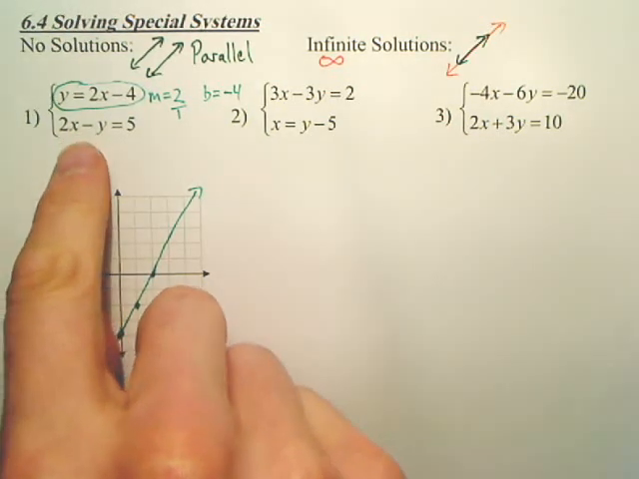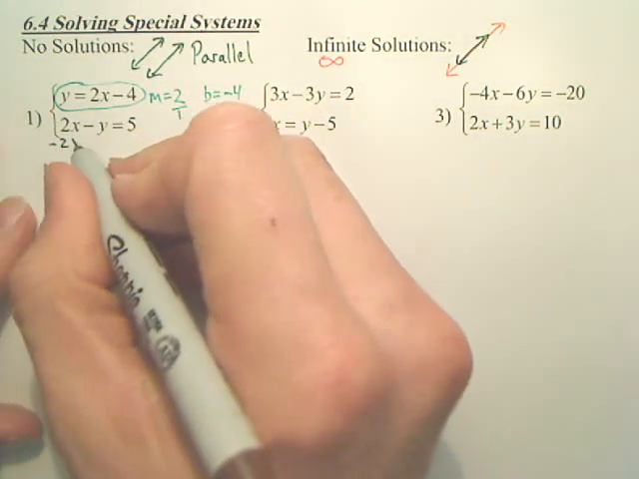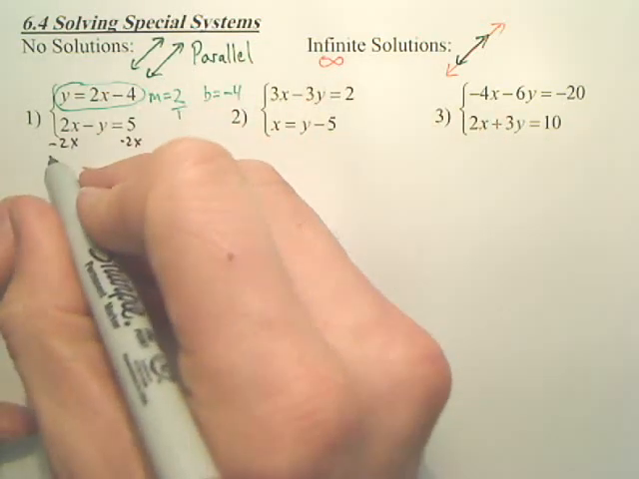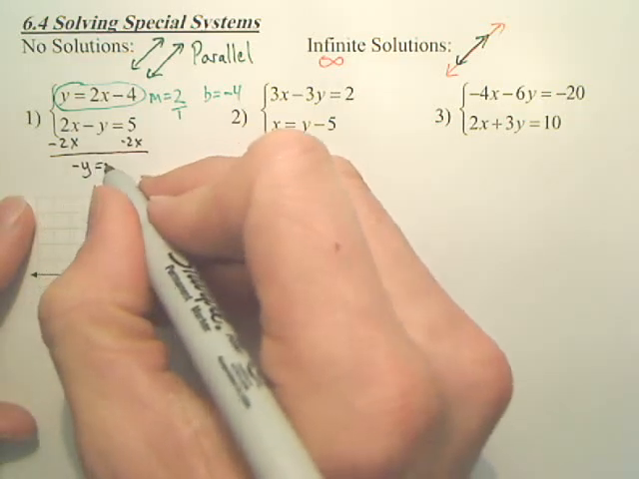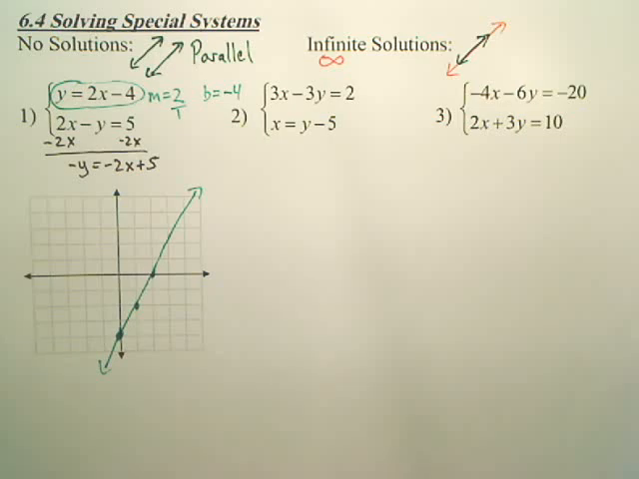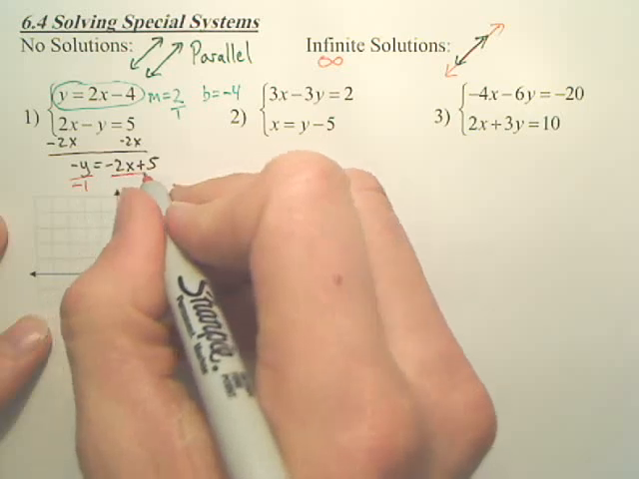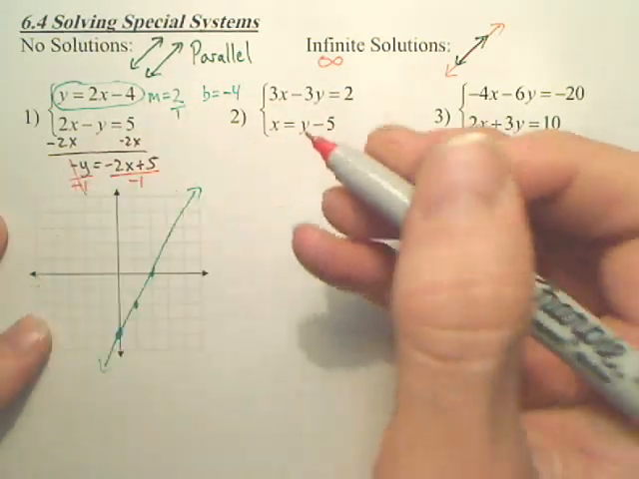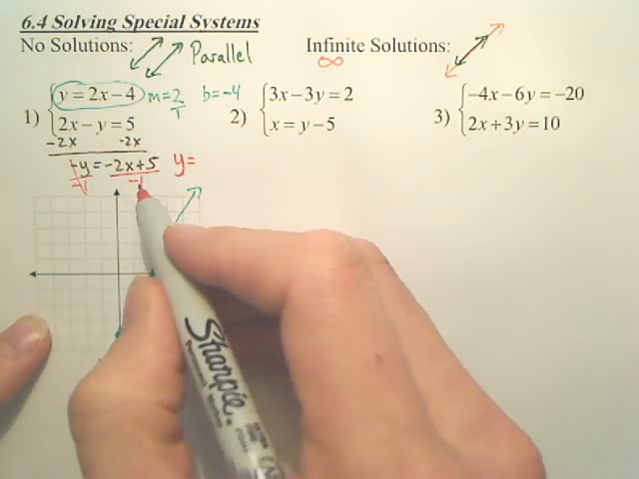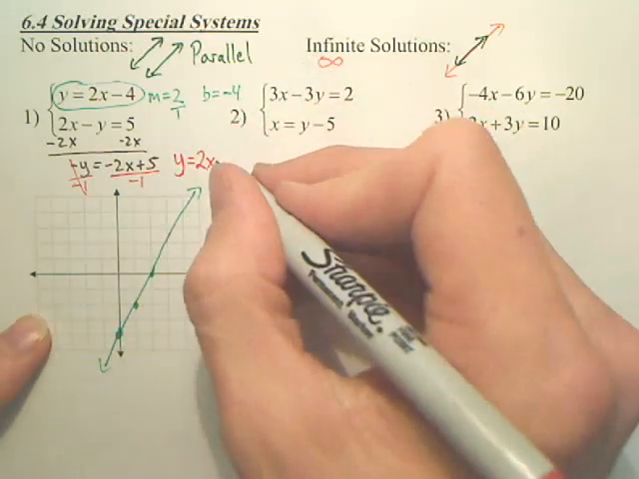Now, is this one ready to graph? No, but can we do this real quick? Minus the 2x over. Negative y equals negative 2x plus 5. What's my next step? Divide by negative 1. Y equals, what's negative 2 divided by negative 1? Positive 2. What's 5 divided by negative 1?